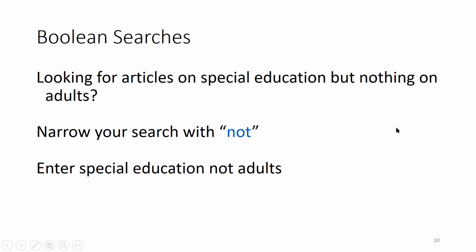And if you want to restrict your search, you can use the Boolean operator "not." So if you're searching for special education but nothing on adults, you can enter special education not adults, and it should throw out articles that mention adults. So it's just a way of refining your searches if you need it.